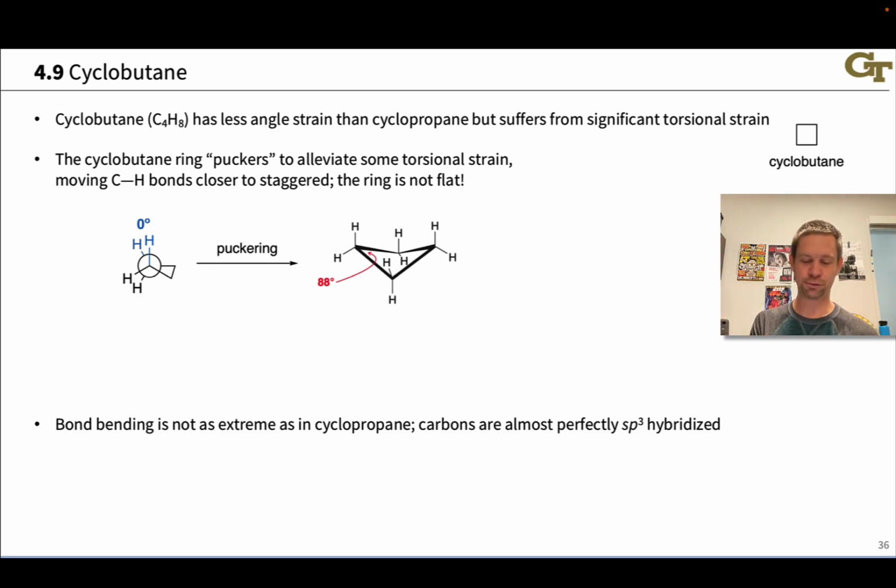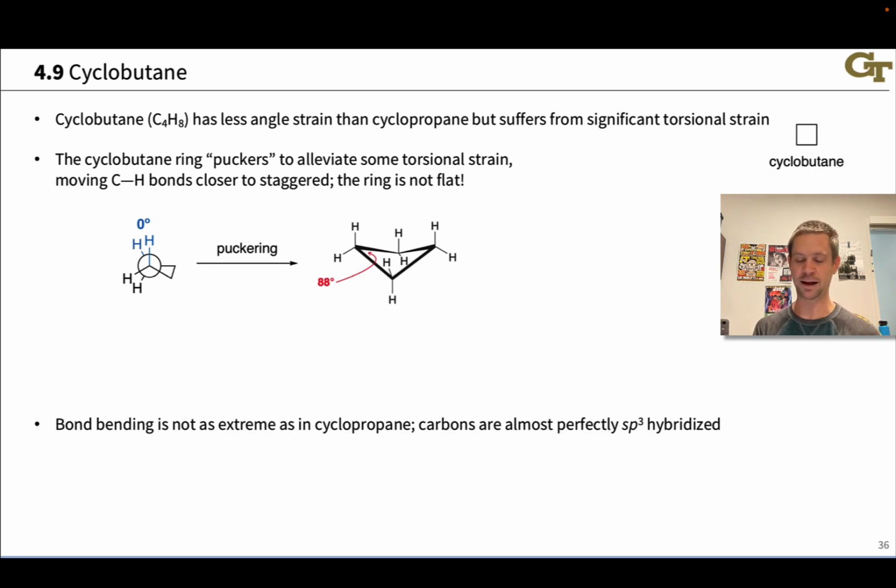This actually compresses the bond angle from 90 to 88 degrees, but it alleviates eclipsing interactions. It rotates, for example, these groups out of exact eclipsing alignment with the CH2 group in the back. So puckering is a stabilizing effect in cyclobutane, and you get this kind of butterfly-looking structure as the most stable conformation of cyclobutane.